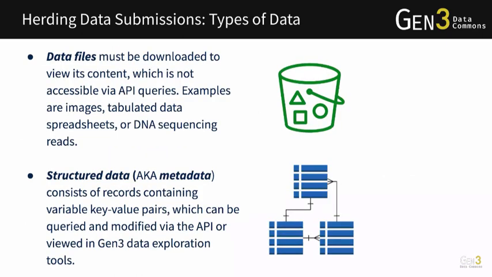In a Gen3 Data Commons, there are 2 different basic types of data. There's data files, which must be downloaded to view their content. The content of a data file is not accessible via API queries. An example of a data file is an image, a spreadsheet of tabulated data, or DNA sequencing reads. That's in contrast to structured data, also known as metadata, which consists of records containing variable key value pairs, which can be queried and modified via the API or viewed in the Gen3 data exploration tools.